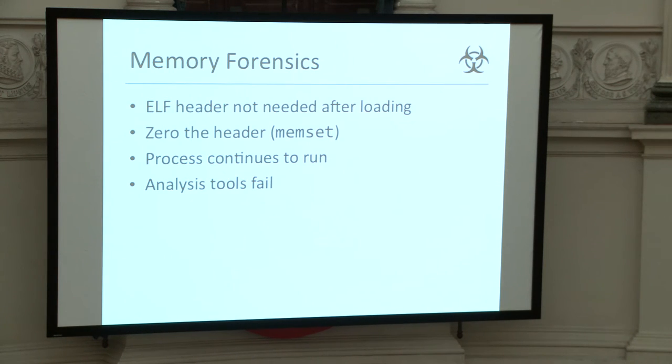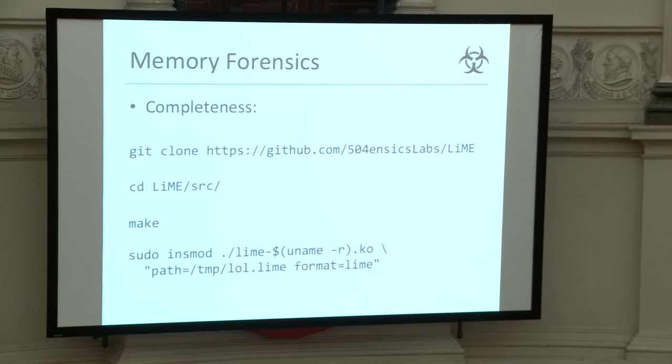Same stuff with the Windows, right? We don't need the header after we've loaded and we're in memory. We zero it out, this time with memset. The process continues to run, so we're doing great, and analysis tools fail. That's always fun. For the folks that want to follow along at home, this is how you get LiME set up. You just git clone it right out of GitHub. A simple make will build it, and then insmod will load the kernel module and do the acquisition for you all at the same time.